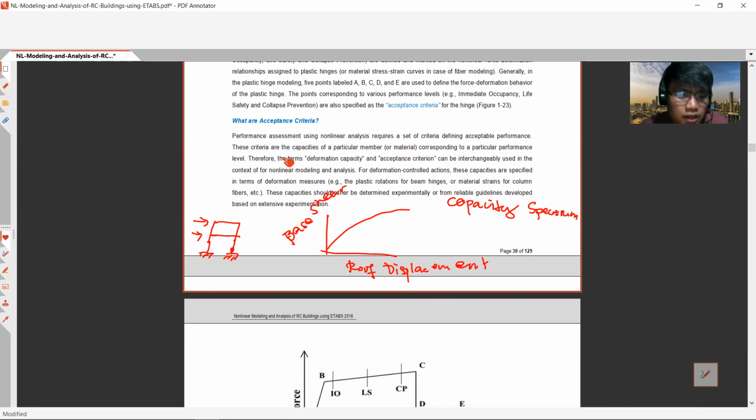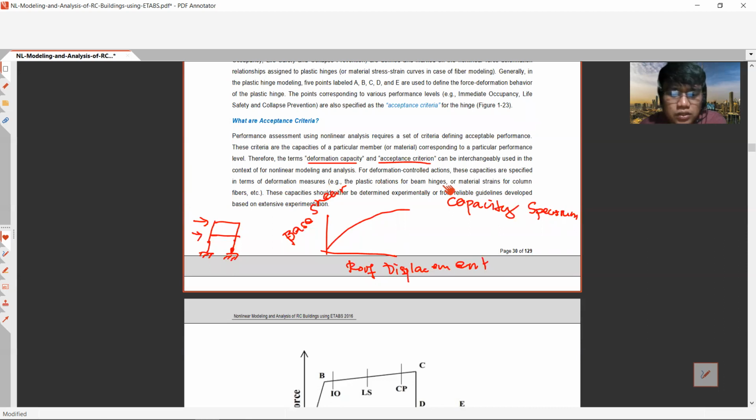So these criteria are the capacity of a particular member corresponding to a particular performance level. Therefore, the terms deformation capacity and acceptance criterion can be used interchangeably in the context of nonlinear modeling and analysis. So the demand capacity, the deformation capacity, and the acceptance criterion can be used interchangeably. Okay?